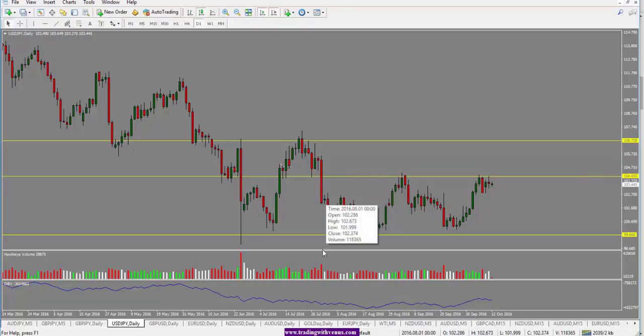Price has been trading in this range since July here, and if we do not see a break to the upside, we are looking for a price move back towards the middle of the range. So that's our plan for dollar yen. We will watch and see how price reacts.